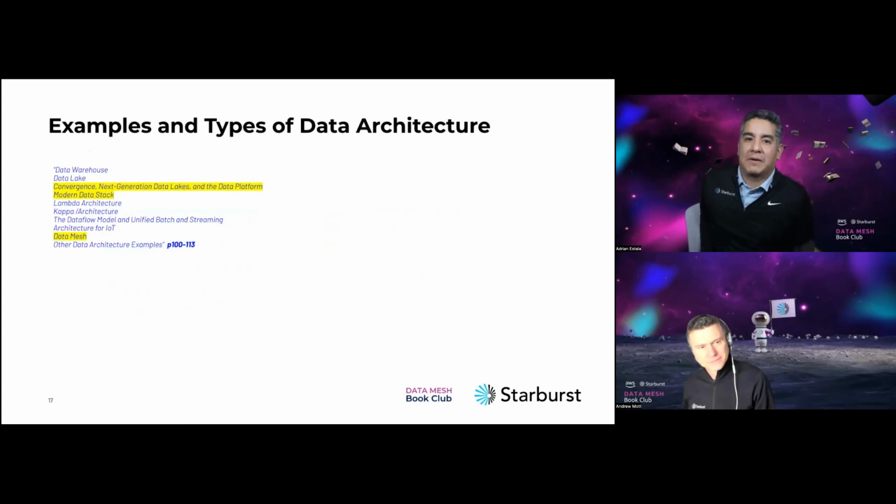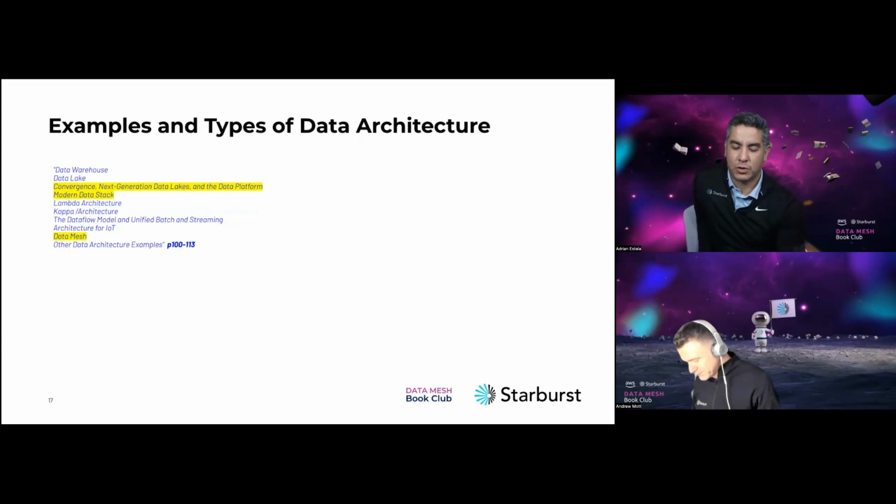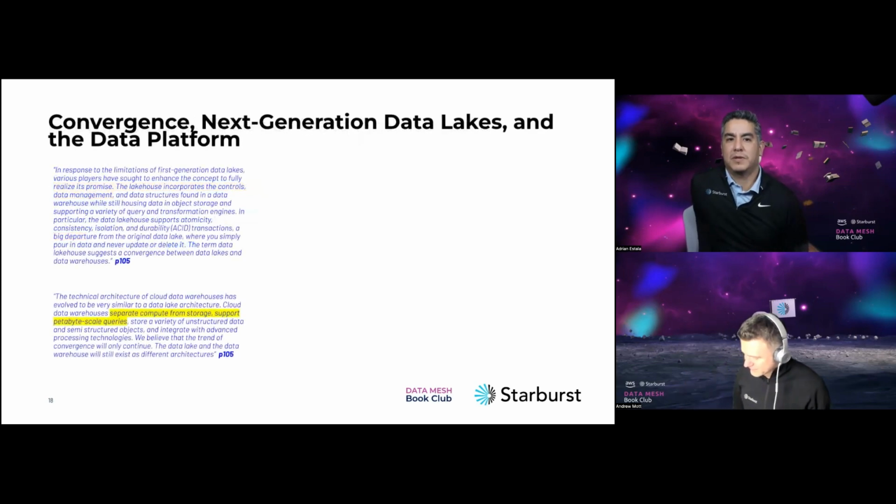Lambda and Kappa, I don't know. Sure, it's worth knowing, but I really wanted to dive into the convergence piece, the modern data stack piece, and the data mesh. And so I broke those out specifically. I'm starting with this convergence, this next generation data lake and data platform.